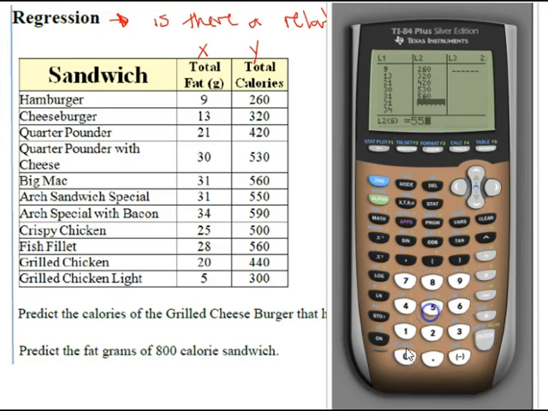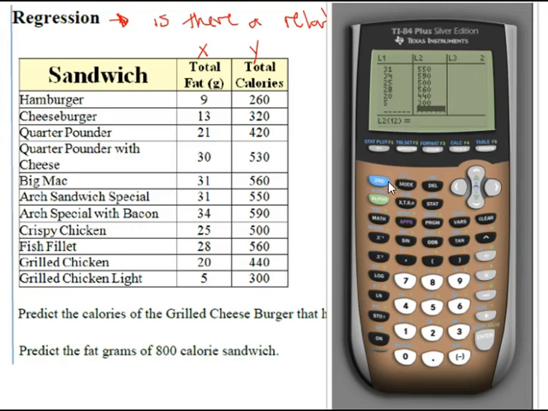$60, $550, $590, $100, almost done. Is it summer yet? Okay, there we go. So we have our data typed in.